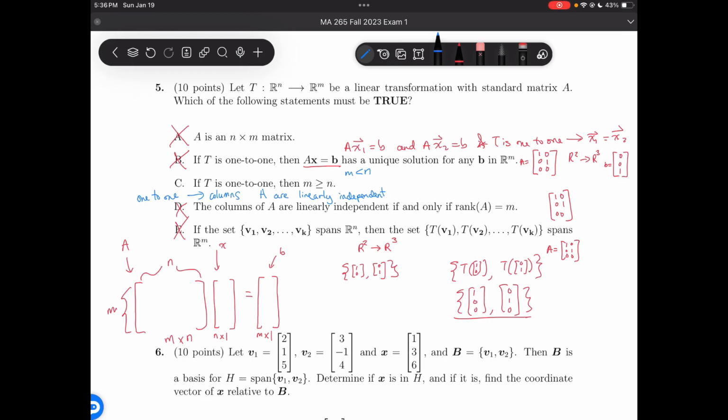However, if M is less than N, meaning we have more columns here than we do rows, that means it's impossible to have independent column vectors. So that's how we know that statement C is true and is the correct answer.